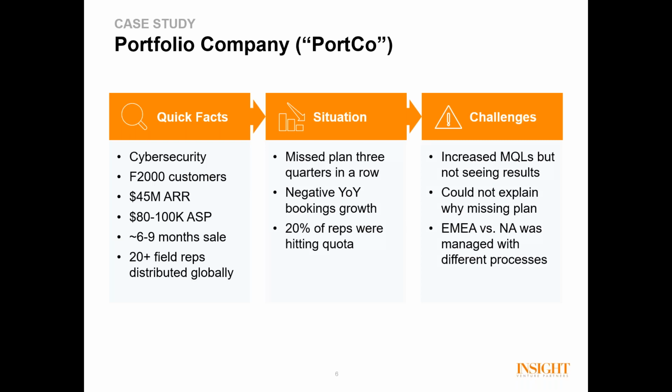This company missed plan. The sales org was showing negative year-over-year bookings growth, and very few reps were actually hitting the target. And some of the challenges here were marketing had said, we're increasing the number of MQLs that we're passing over, but they weren't trickling through to sales results. The team couldn't really explain why they were missing plan, and there were different processes between different regions, different theaters.